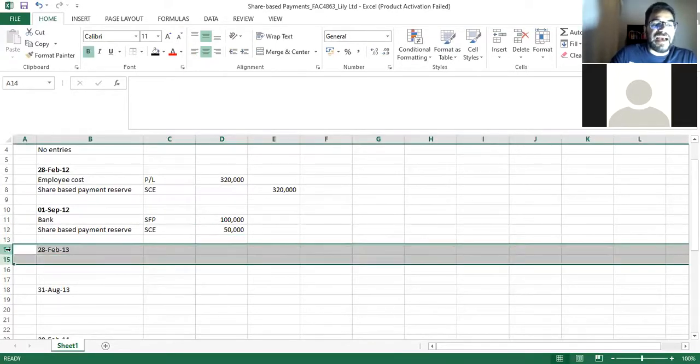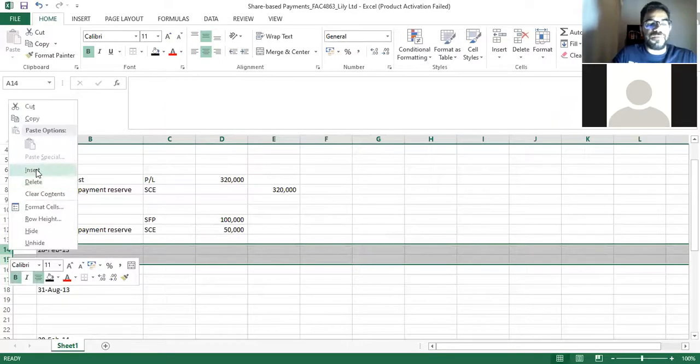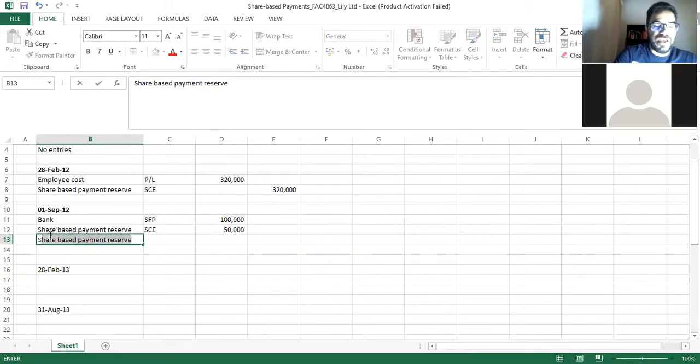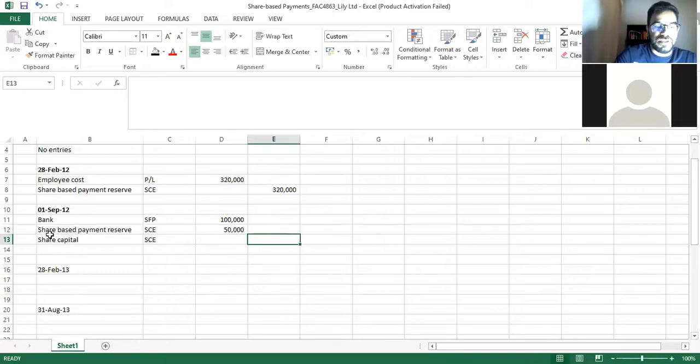By her exercising the shares, the company had to issue new shares. So what happens? Share capital increases. Share capital, SCE, increases by how much? The sum of the two. The cash payment plus the transfer from the share-based payment reserve to share capital. So just take note of that.